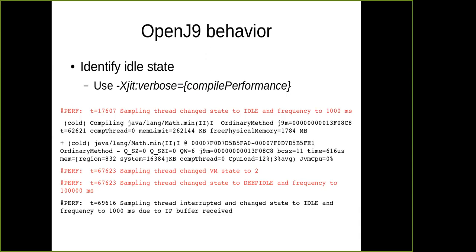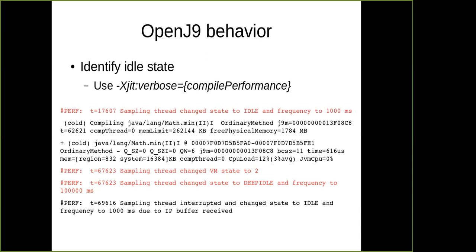So I have put up a snippet of the JIT logs for an application which has gone into idle state. You can see the first message, which is in red font. It says that the sampling thread has gone into idle state and its frequency has changed to 1 second. That happened at t equals 17 seconds. The time given in front of t is in milliseconds, so if you convert it, it comes to around 17 seconds.